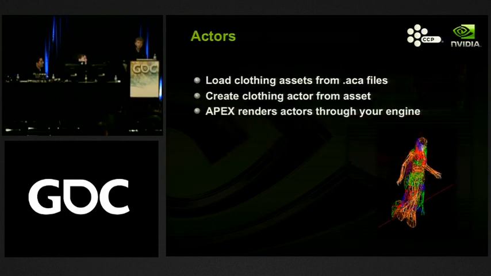So then we create actors from clothing assets that we load from ACA files. These are the files that Vic was showing exported earlier. Create clothing actors from the asset, and then Apex renders those actors through your engine.